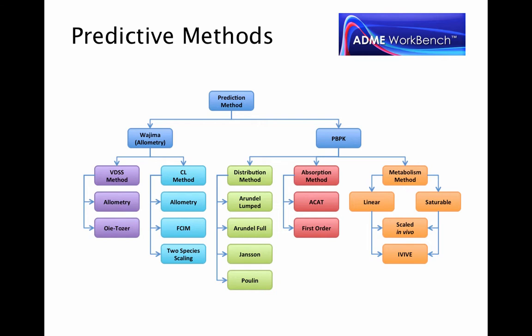In general, selection of a predictive method is determined by the nature of the data available for input. Allometry requires in vivo blood or plasma time course data for one or more preclinical species. PBPK models can utilize a wide variety of data, but are most useful when only in vitro and physicochemical data are available for prediction. A brief summary of the two general methods is presented here. A more detailed description of these methods and supporting sub-methods is presented in the PK prediction methods section in the ADME WorkBench documentation.